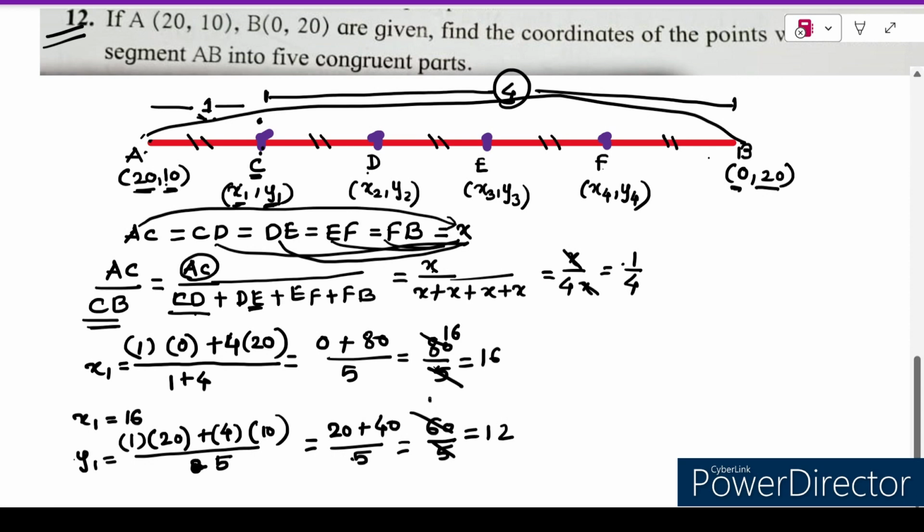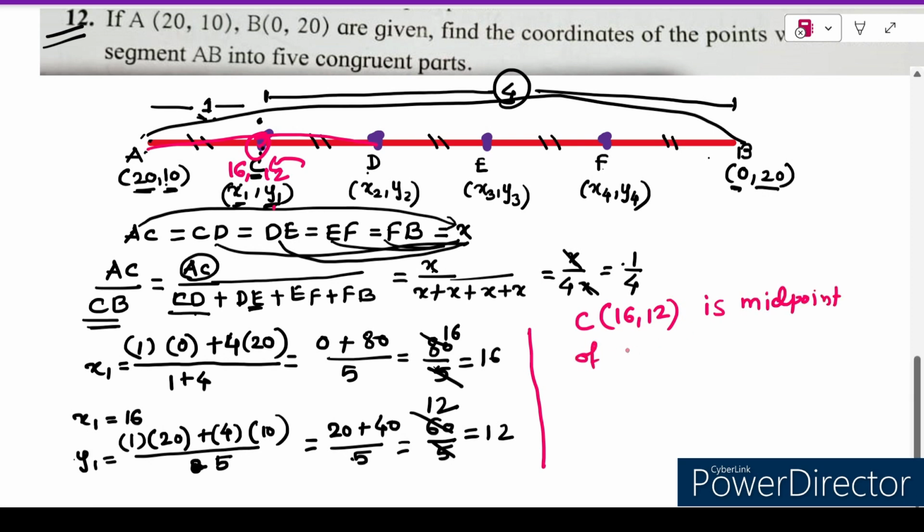5 is divisible 12 times. Now we get x1, y1, the coordinates of C, that is 16 comma the value of y1, that is 12. We get 16 comma 12. Now this point C is the midpoint of segment AD.